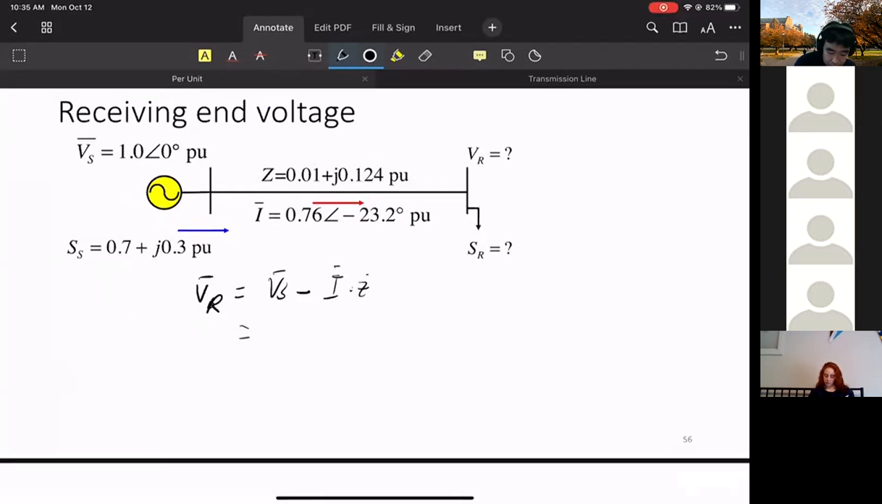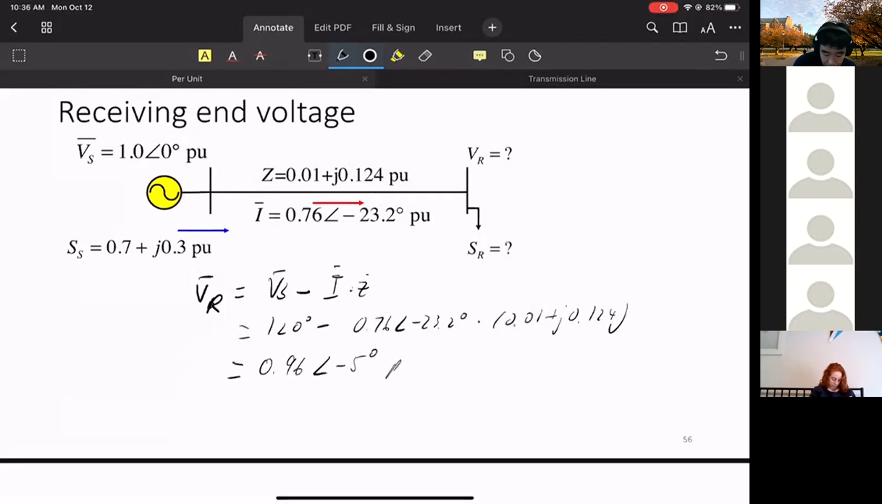So this is our receiving end voltage. This is 1 angle 0 divided by 0.76 angle minus 23.2 degrees, times 0.01 plus j0.24. Do this calculation, we get 0.96 angle minus 5 degrees per unit. Okay, so this is our per unit voltage.